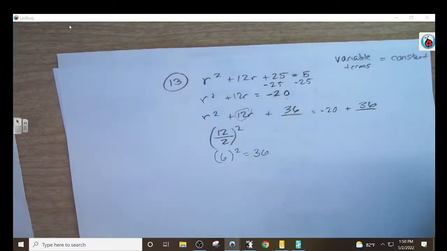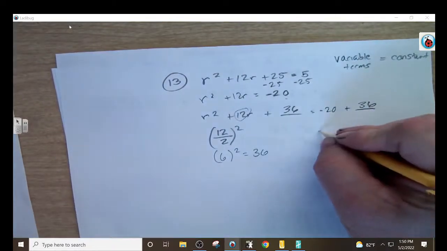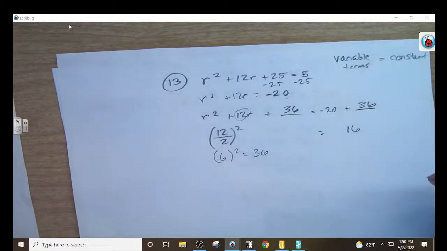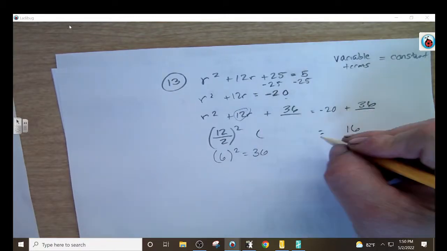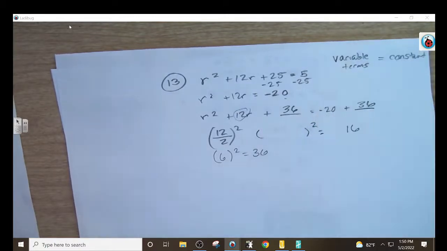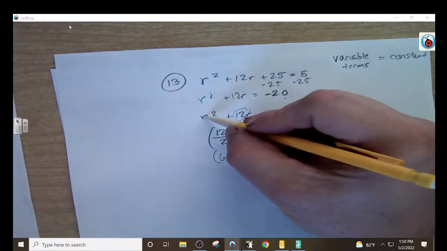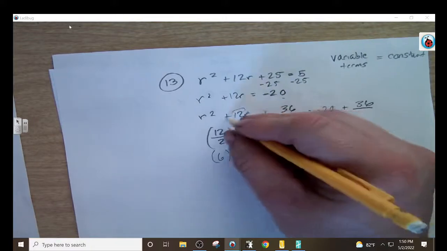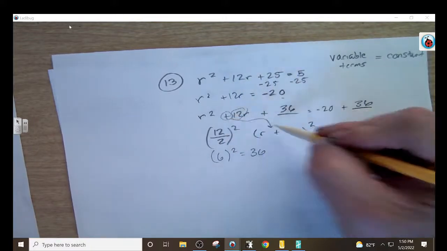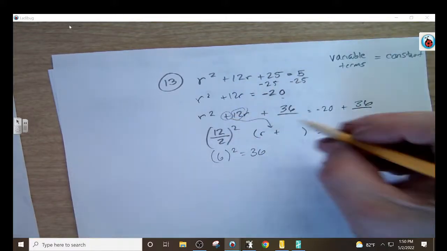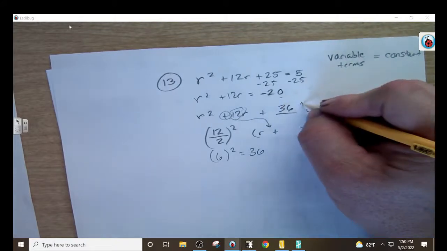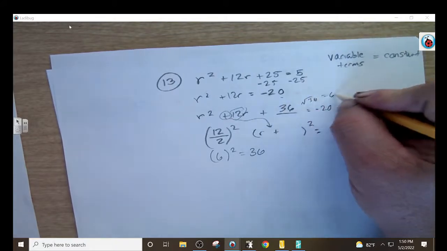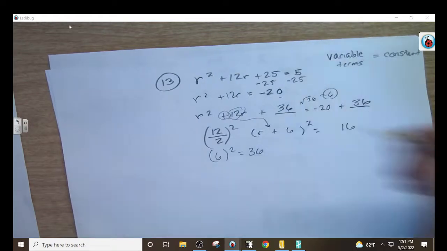Okay, so the right side, if I add this together, that gives me 16. Now, the left side you write as a big parenthesis squared. Now, if you remember how to fill in this parenthesis, the variable goes first. The first sign, which is plus, this sign right here always goes right there. And then the square root of this number, well, the square root of 36 is 6. You're going to take that number and put it here.